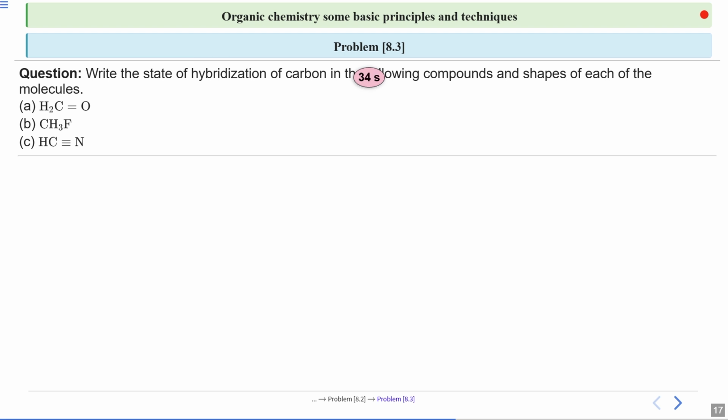Remember, if you get sp3 hybridization, your shape will be tetrahedral, sp2 means trigonal planar, and sp means linear. You have 25 more seconds to go.